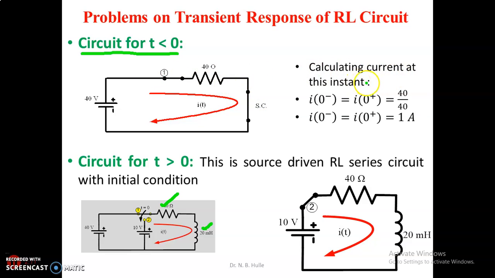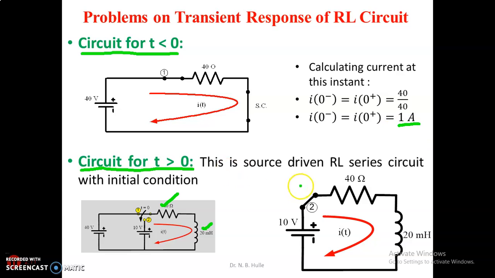We calculate the current at this instant, which is i of 0 minus equal to i of 0 plus, equal to 40 divided by 40, because 40 is the applied voltage and 40 is the resistance, which is equal to 1 ampere. This 1 ampere is the current before switching. Now the second part is the circuit for t greater than 0. In this case, the circuit behaves similar to the source-driven RL series circuit with initial condition, and the initial condition is 1 ampere.